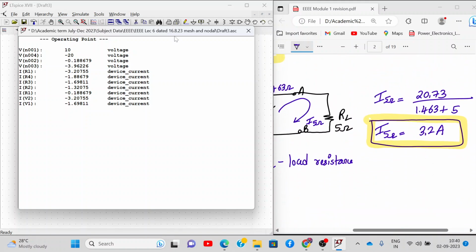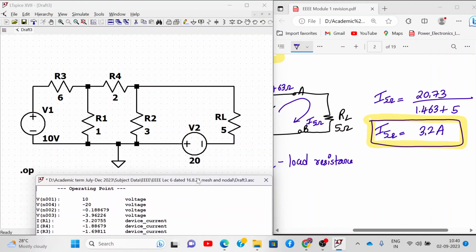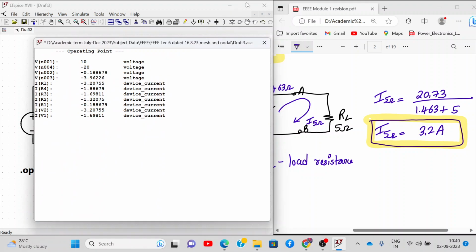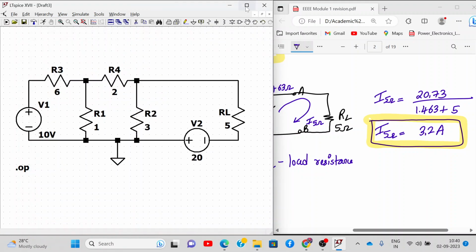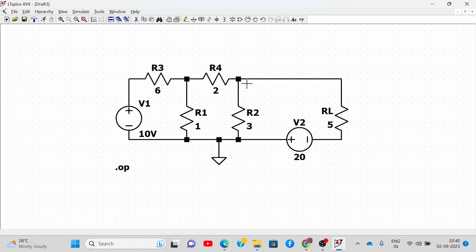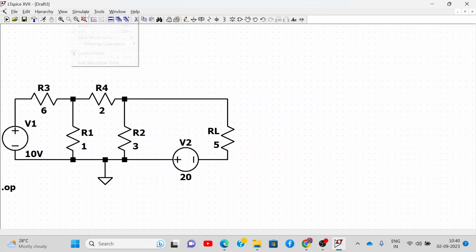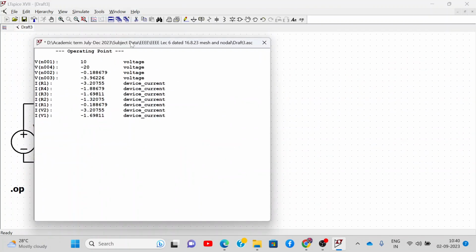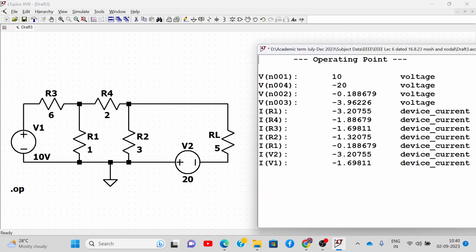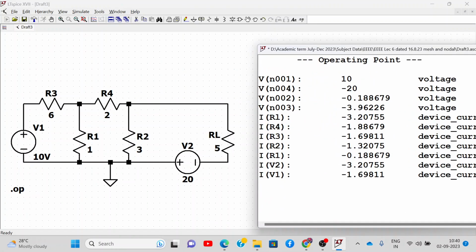3.2 ampere. Now I want to find I of RL. Let me maximize this and show it to you. I need to calculate I of RL. Where is I of RL? Here. Did you get this? Don't worry about the negative sign. I told you, LTspice treats the current leaving the voltage source as negative. Did you get it?